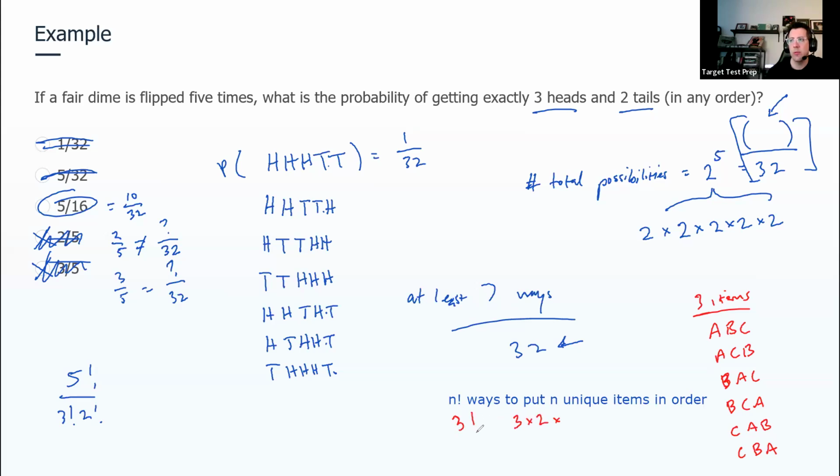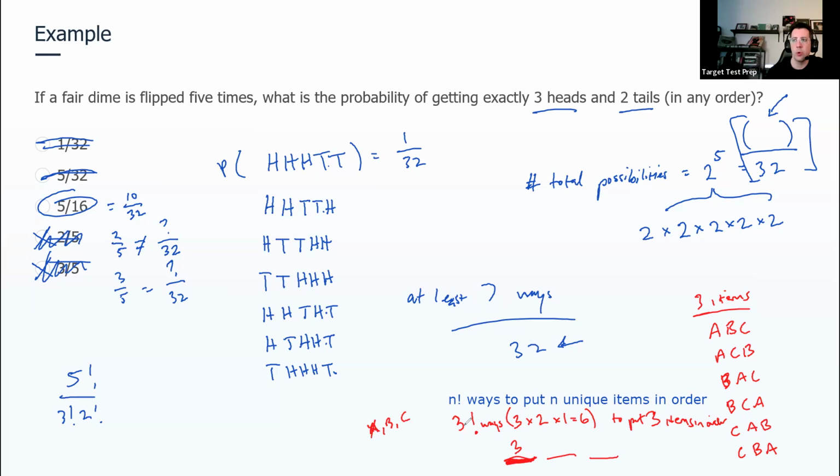So 3 factorial ways, which is 3 times 2 times 1 equals 6, to put 3 items in order. And the reason that formula works is, if I have 3 items and I've got to put them in order in 3 slots, think of it this way: I've got my first position and I need to fill it, and there are 3 letters I could choose from to put in that first slot.